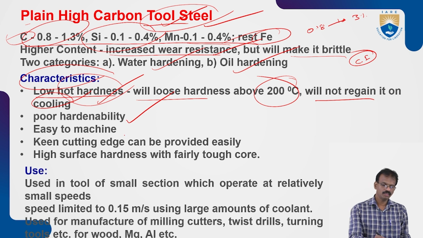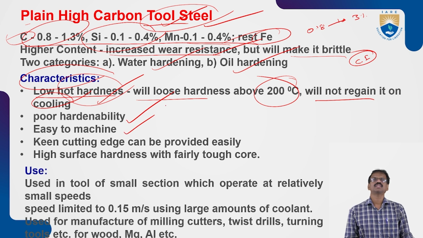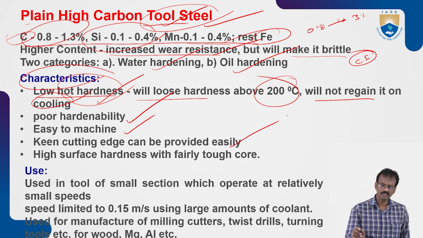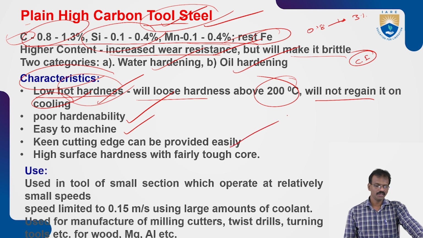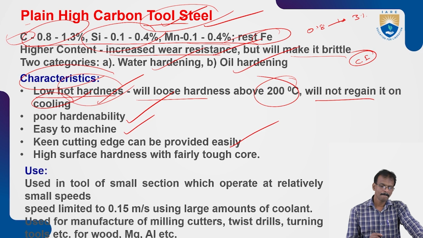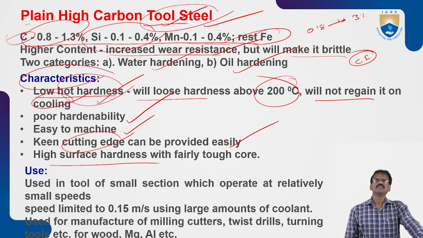Next, easy to machine also. You can prepare this type of cutting tool easily. Next, a keen cutting edge can be provided easily. So we can provide keen cutting edges also. Next, high surface hardness.